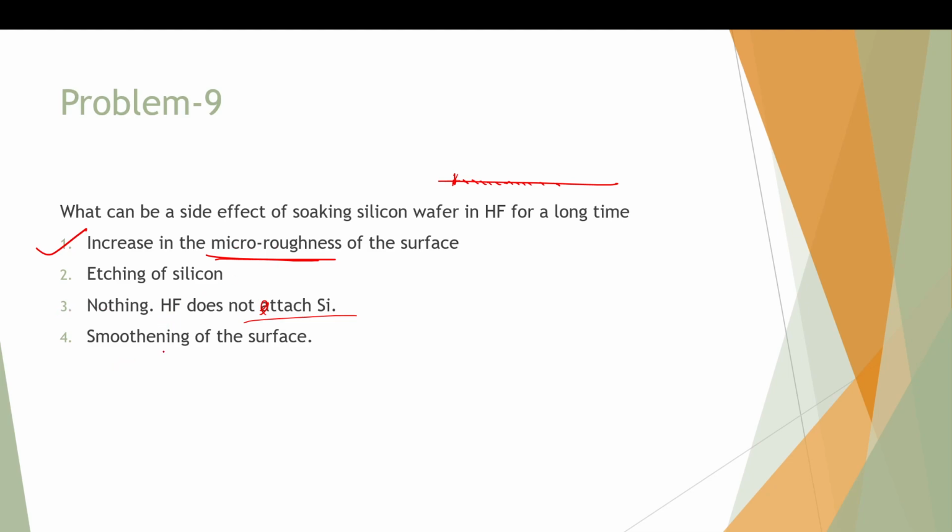on the surface. Smoothing of the surface, no, because just as I said, it is orientation dependent, and that will make the surface even more rough. Some of the orientations only will get etched.